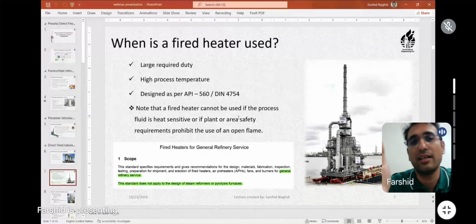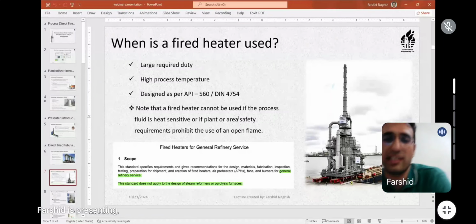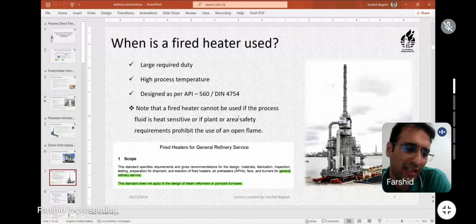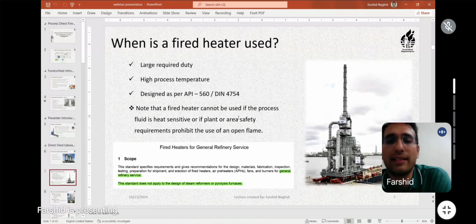These direct fired heaters are designed as per API, the famous standard API 560, and the European equivalent of that standard is DIN 4754. And also note that fired heaters have safety problems because the casing lives in an atmospheric condition. It is considered an open flame. So we need to keep that safe.